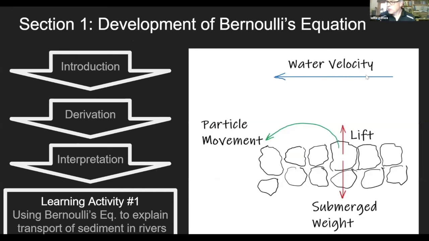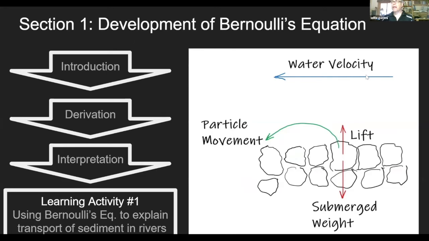So section 1, development of the Bernoulli's equation. Of course, we introduce it where we talk about the specific learning objectives. I believe there are 4 learning objectives with the development of the Bernoulli's equation. We introduce that, and then of course we have to derive the Bernoulli's equation. There are various ways of deriving the Bernoulli's equation. We go from Newton's second law.